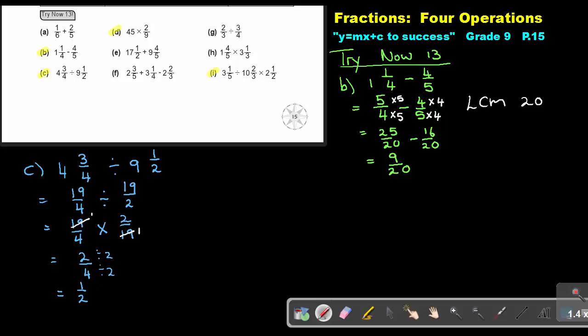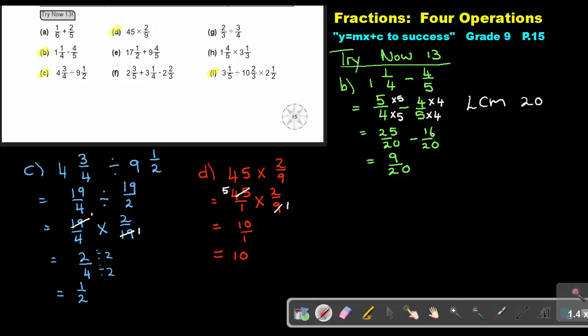Okay, let's look at number D. So number D is a multiplication sum. Okay, so if I look at number D, I'm first going to make everything fractions. So I'm going to say 45 over 1 multiply 2 over 9. And now I start. I can say 9 can go in 1 time, 9 can go in 5 times. And now don't make the denominators the same. Just say top times top, so 5 times 2, that will be 10. 1 times 1 is 1, so the final answer will just be 10.